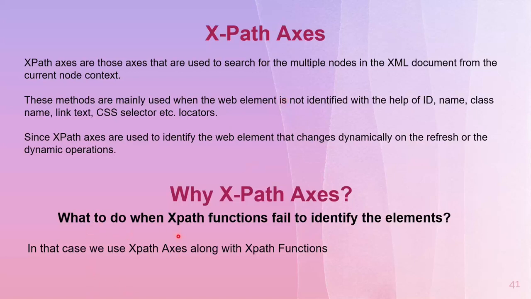So what to do when the Xpath functions fail to identify the elements? In that case we will use the Xpath Axes along with the Xpath functions. Like the Xpath functions can be contains, text, starts-with. We can use those functions as well as the Xpath Axes. Also we can use those selectors like the ID, name, class, link text, CSS selectors. These locators can also be used. Okay, so this is what Xpath Axes is and why do we use Xpath Axes.